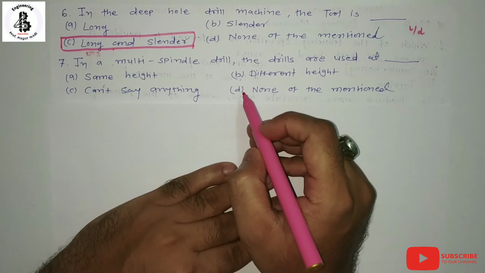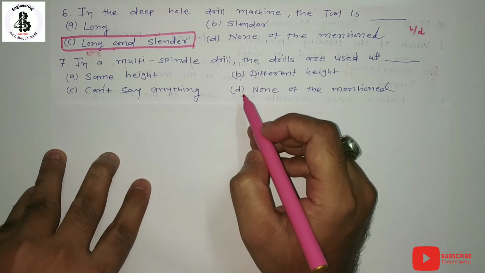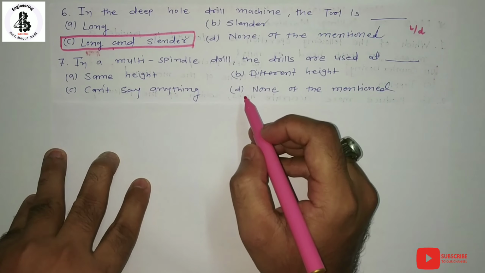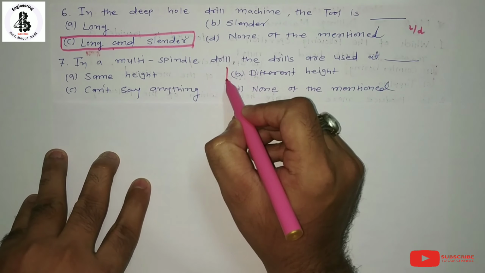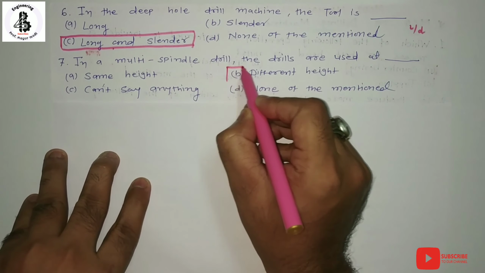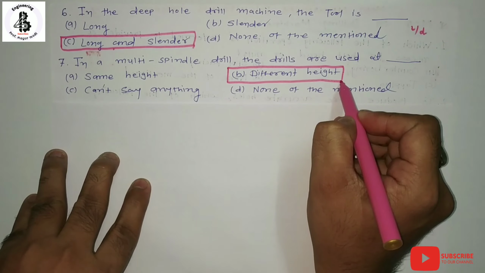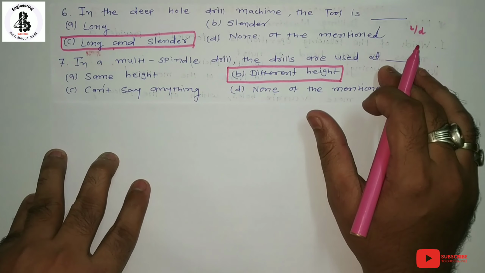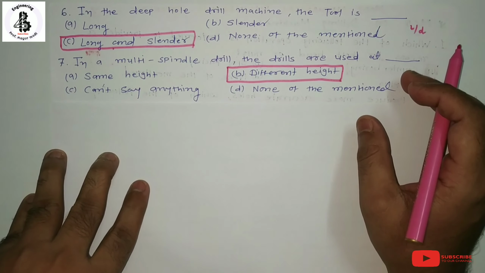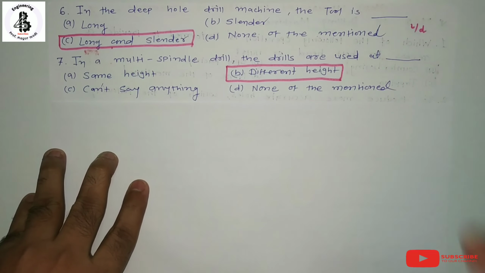So according to the construction and working of multi-spindle drill machines, basically drills are used at different heights to perform the operations. You can also see it reduces the cutting force for the different heights. So that will be one of the methodologies for reducing the cutting force for different kinds of jobs. Then we will see the next question.